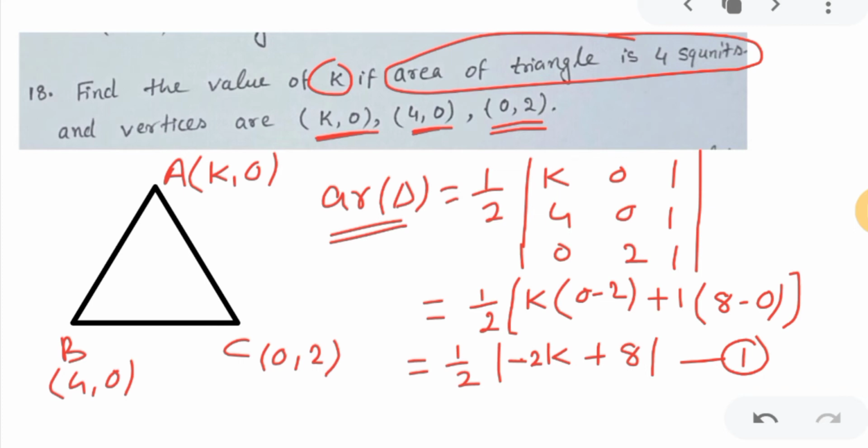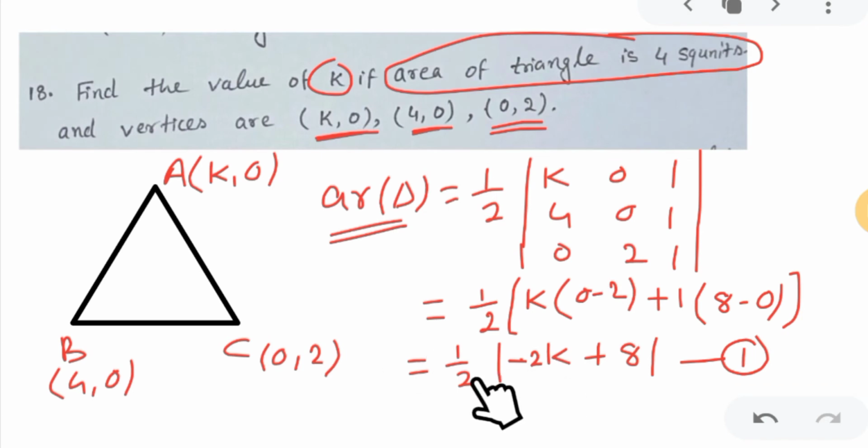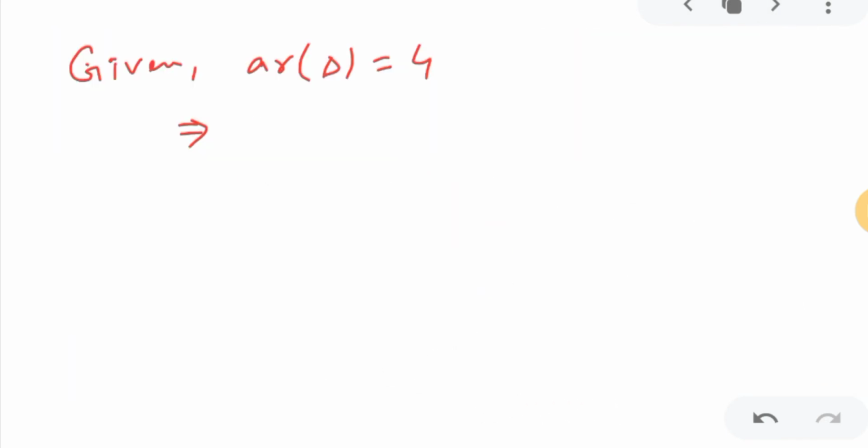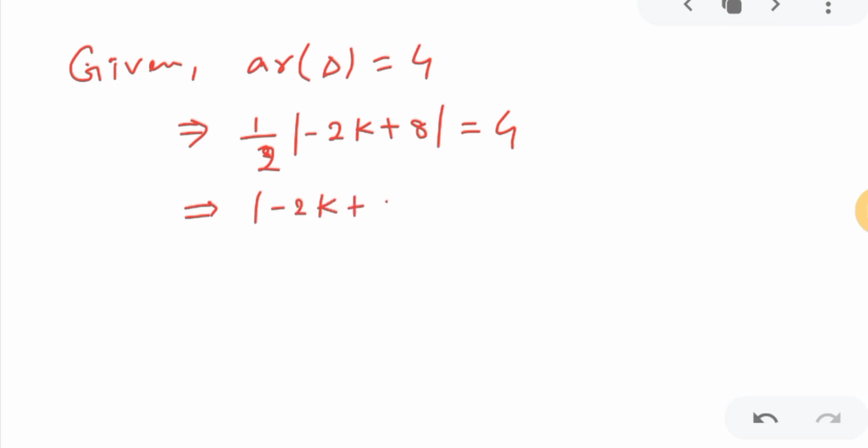Correct. Now, according to the question, this area is given as 4 square units. So the given area of the triangle is 4, correct? And the area of the triangle according to the formula we found is half mod of minus 2k plus 8. Half mod of minus 2k plus 8 is equal to 4, correct? Or this 2 will go to the right side, cross multiplication. So mod of minus 2k plus 8, 4 into 2 will become 8. I am writing directly, correct?